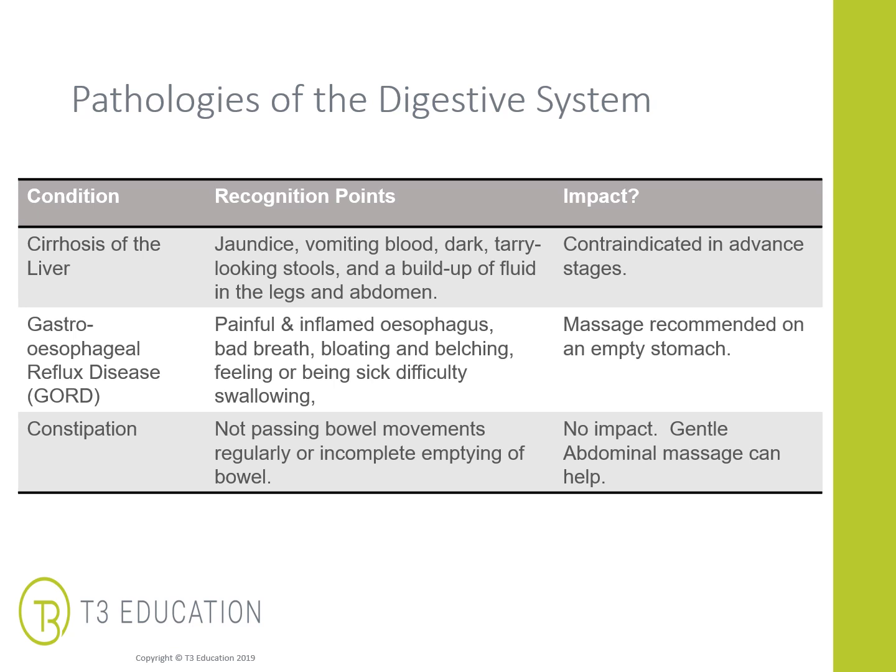So first up is cirrhosis of the liver. Some of the symptoms here caused by the scarring of the liver can be jaundice, so a yellowing of the skin and the eyes, vomiting blood, dark and tarry looking stools, and also swelling in the legs and the abdomen.